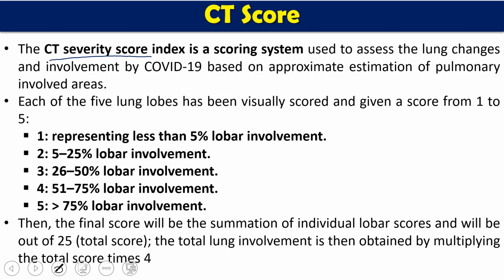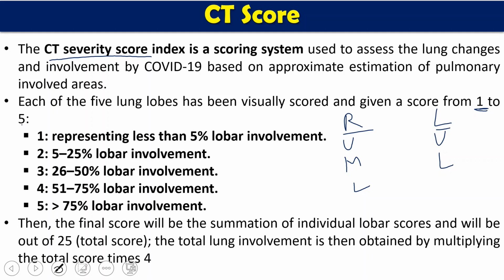The lung is divided into 5 different sections, meaning we have the right lobes and the left lobes. The right lung is divided into three different lobes: right upper, right middle and right lower. Whereas the left lung is divided into only two sections, left upper and left lower, which means 5 lobes in total. And for every lobe we have a score, which can be from 1 to 5 during the scanning.